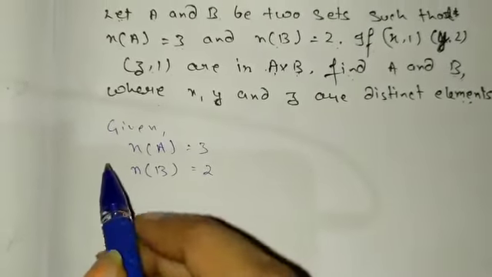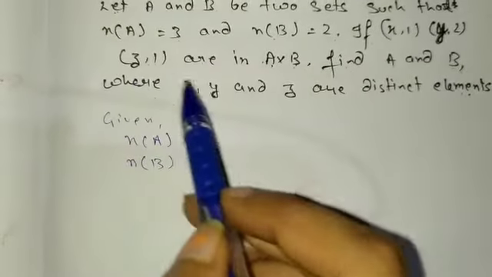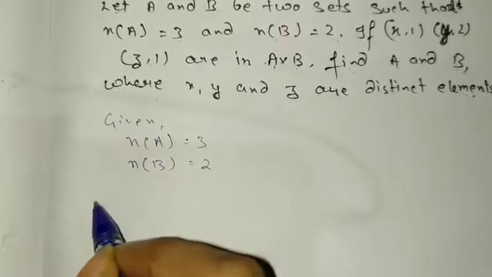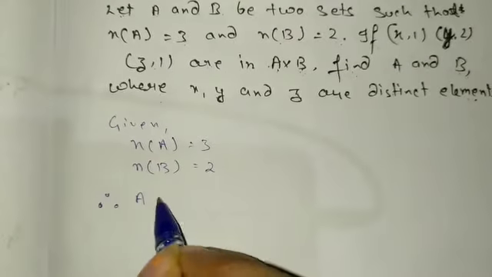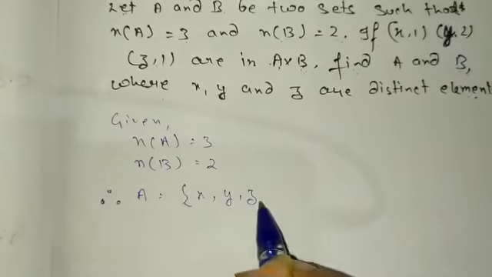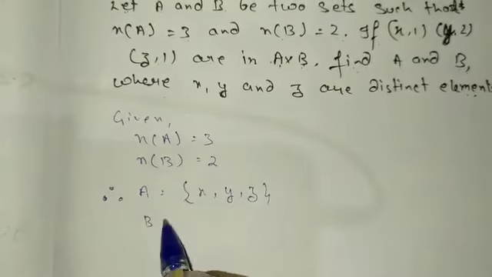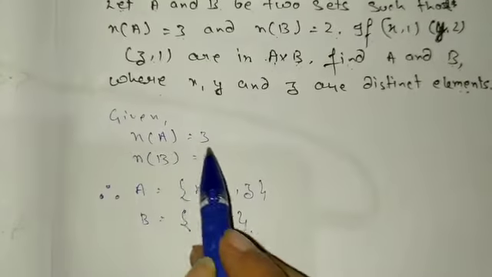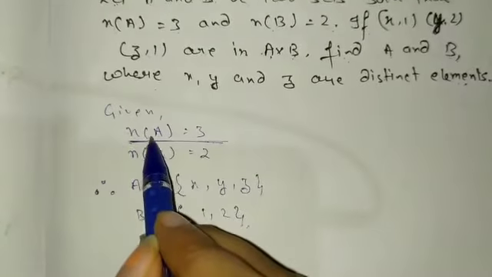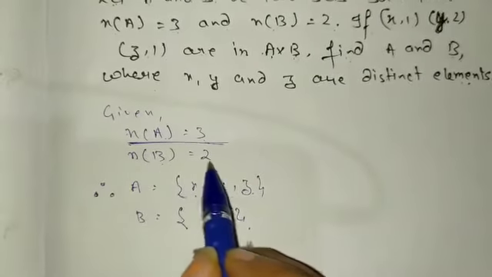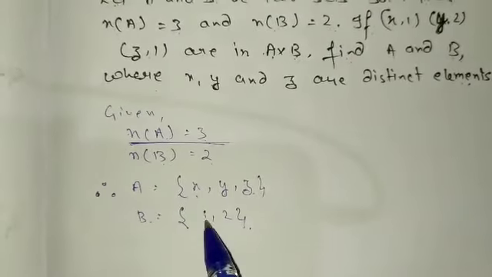Now as we know, the first element always belongs to the first set and the second element always belongs to the second set. Therefore set A includes elements x, y, z and set B includes elements 1, 2, and here it is given that the number of elements in set A is 3, which is x, y, z, and the number of elements in set B is 2, which is 1, 2. Hence proved.